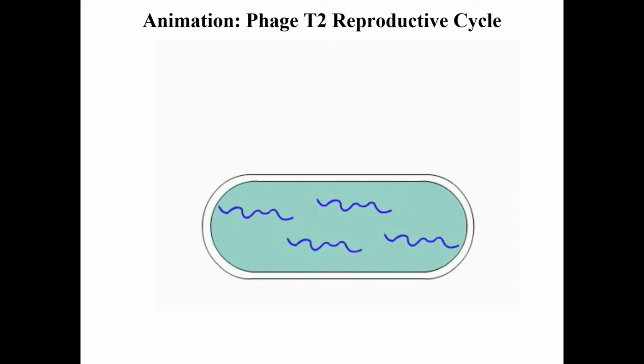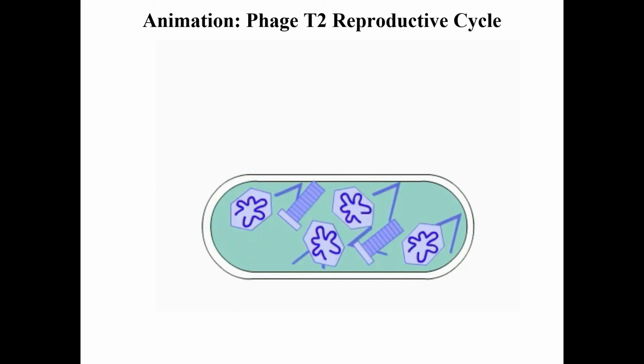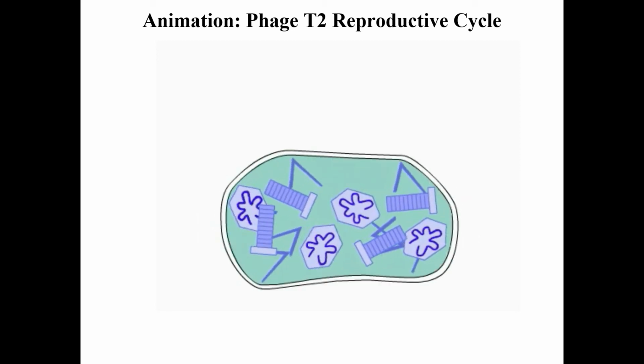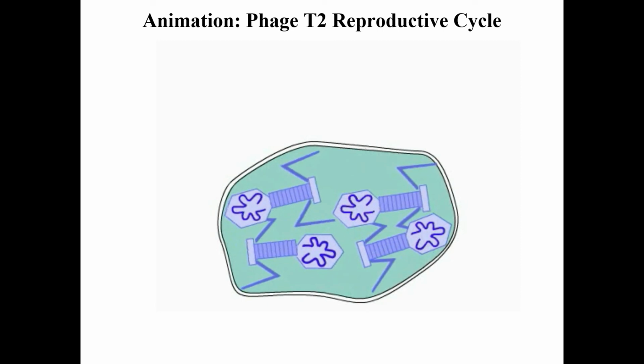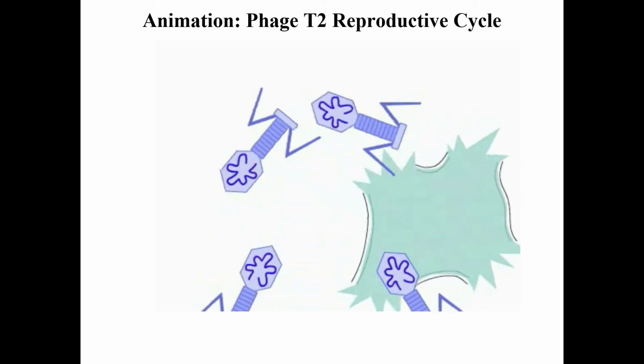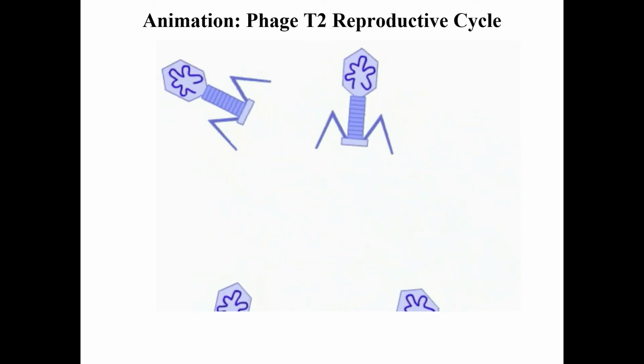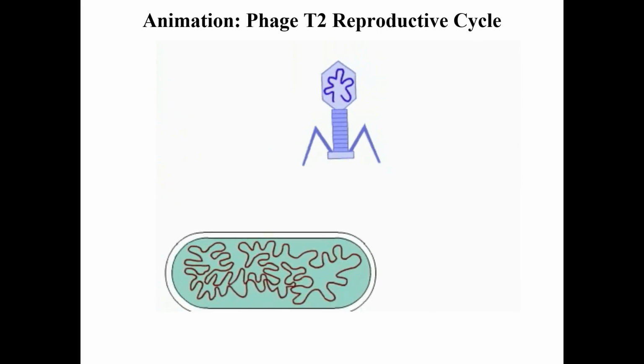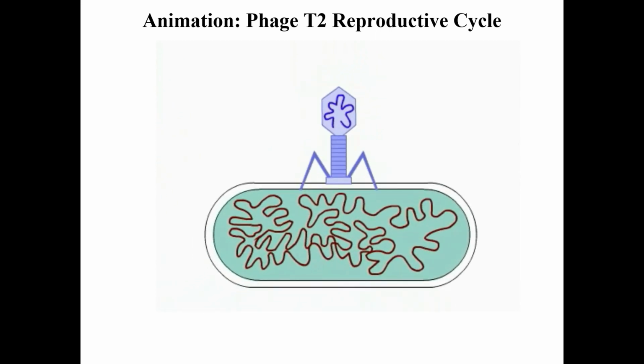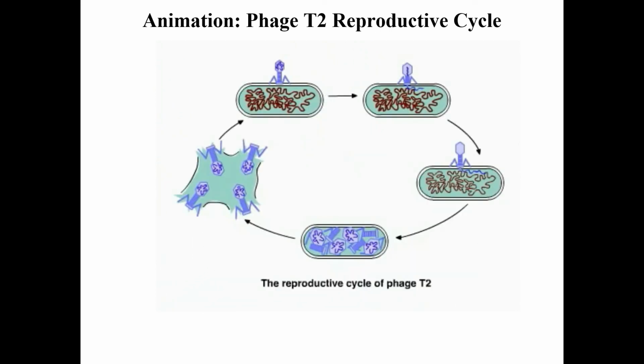The host cell's enzymes and ribosomes are used to manufacture phage proteins. Phage parts accumulate and assemble to form phages. A phage enzyme digests the bacterial cell wall and the cell ruptures, or lyses. As many as 200 phages spill out. Each of them may go on to infect another cell. This diagram summarizes the reproductive cycle of bacteriophage T2.